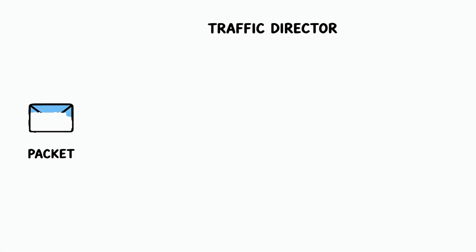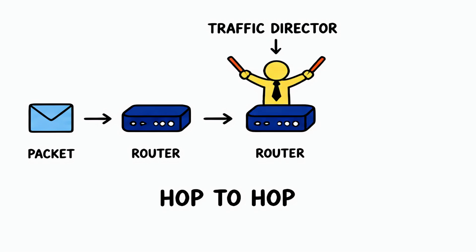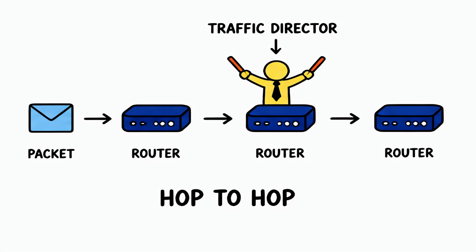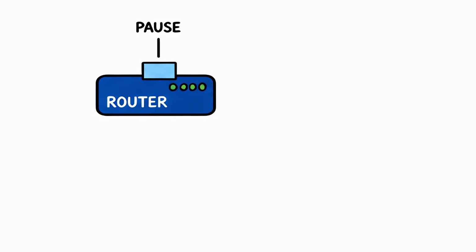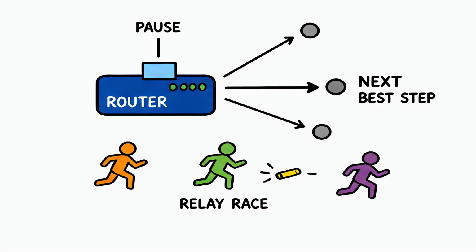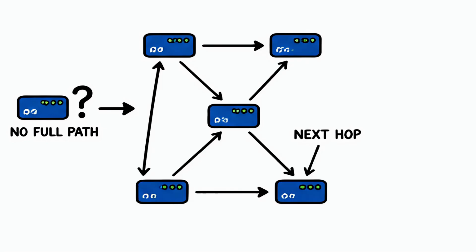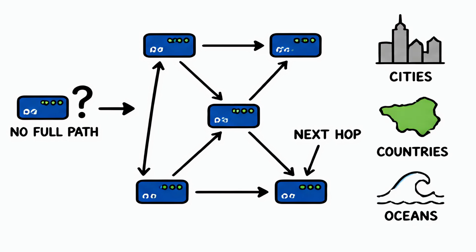Now, how do packets actually travel? They do not take one straight line. They hop from machine to machine. These machines are called routers, and you can think of them as traffic directors at every junction. At each router, the packet pauses for a tiny moment. The router reads the destination, decides the next best step, and sends the packet on its way. It is like a relay race where every runner only needs to know who is next. No single router knows the full path. Each one just makes a smart guess about the next hop. Multiply that by dozens of routers, and your packet quietly weaves its way across cities, countries, and oceans.